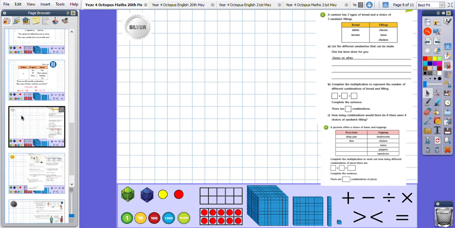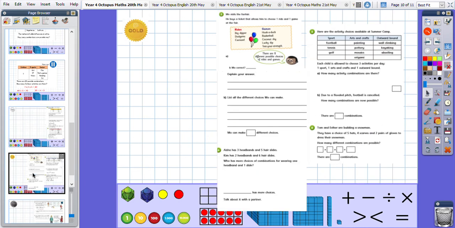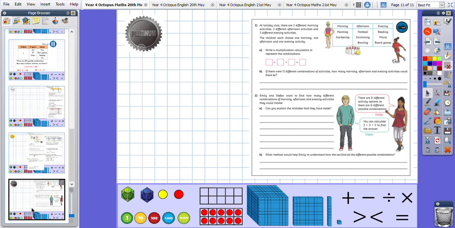For your silver test today, I want you to try questions 1 and 2. For gold, you are moving on to 3 onwards. And for platinum, you are looking at having 3 different sections to work out correspondence problems and do some explaining about how somebody's gone wrong when using correspondence to work out possible combinations.